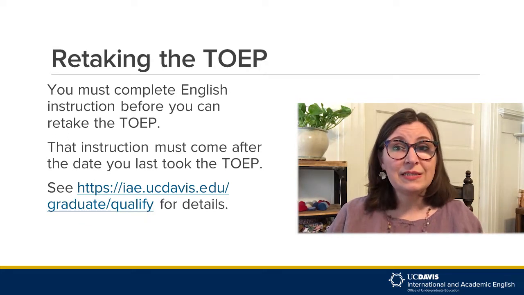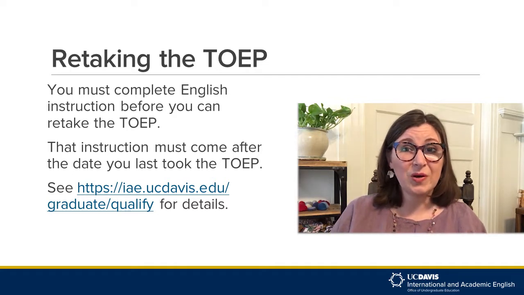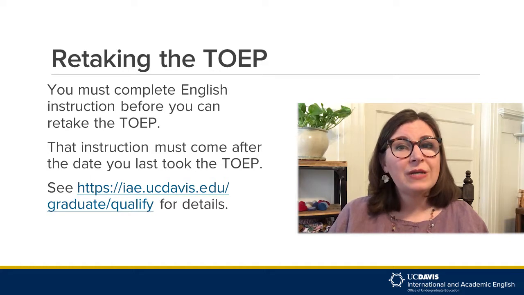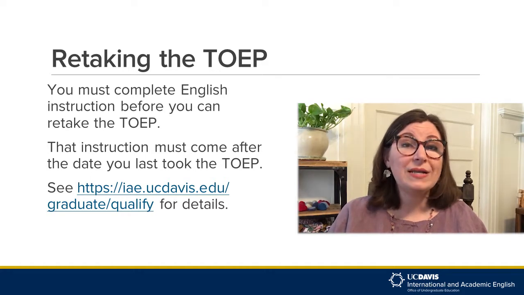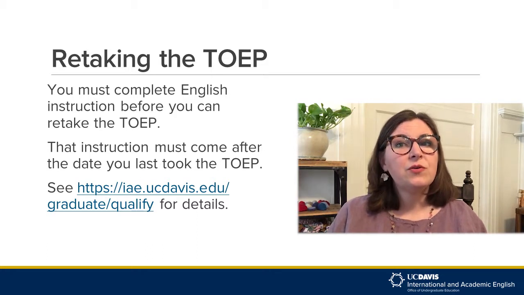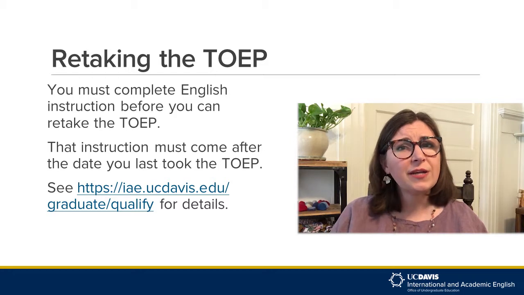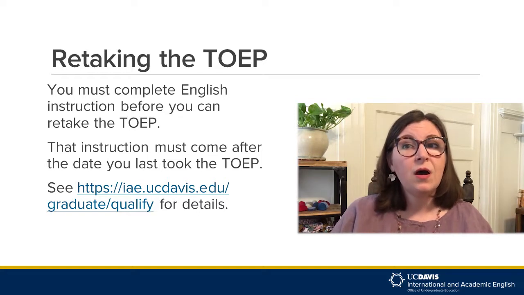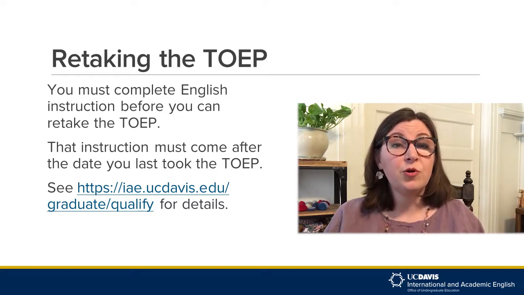If you received a conditional pass or a fail on the TOEP, you will probably want to take the TOEP again. You can retake the TOEP up to 1 time per quarter. Before you retake the exam though, you must complete English language instruction. You can check our website for details on instruction options or talk to a member of our staff for a recommendation on what instruction will be most appropriate for you.